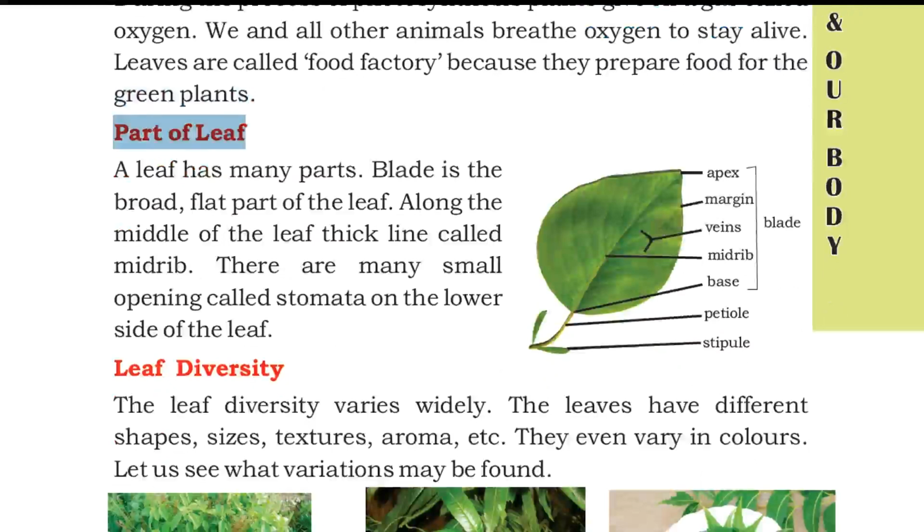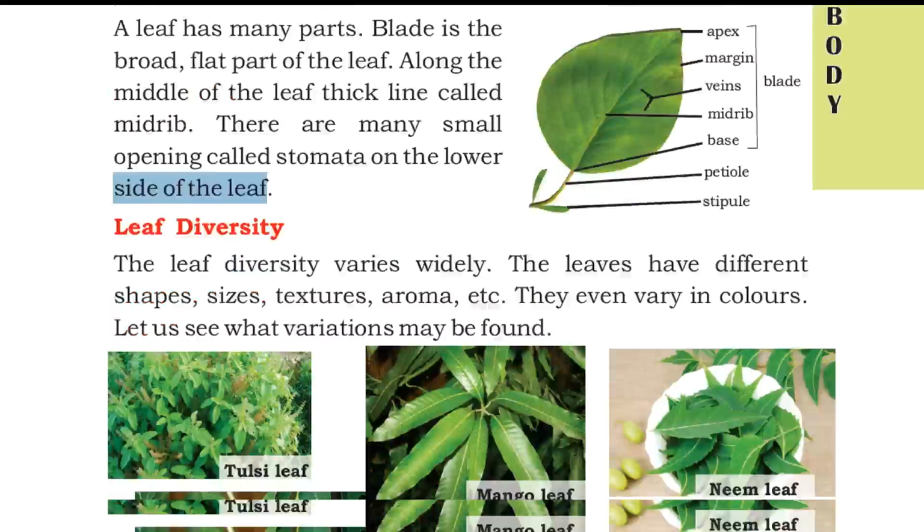Parts of a leaf. A leaf has many parts. The blade is the broad, flat part of the leaf. Along the middle of the leaf is a thick line called the midrib. There are many small openings called stomata on the lower side of the leaf.